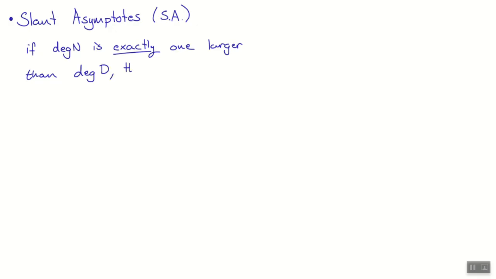We're going to say if the degree of n, the numerator, is exactly 1 larger than the degree of the denominator, then what does this symbol mean?